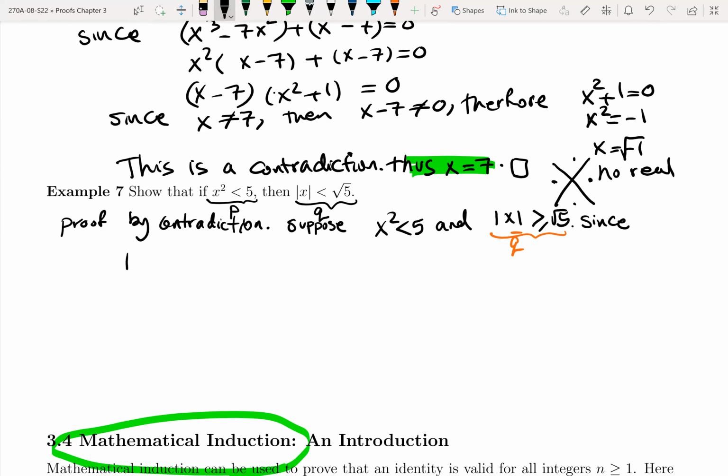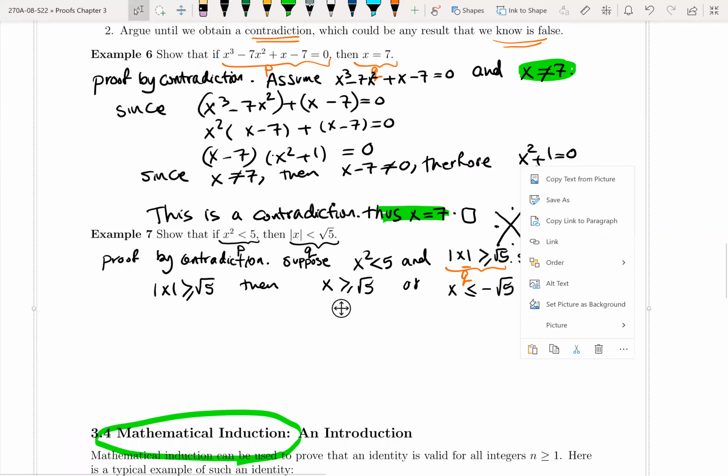Do you remember in algebra, if the absolute value of x is bigger than rad5, it is the same as saying x has to be bigger than or equal to rad5, or x has to be less than or equal to negative rad5? Actually, does it have equality? Yeah, equality. Do you remember this one?